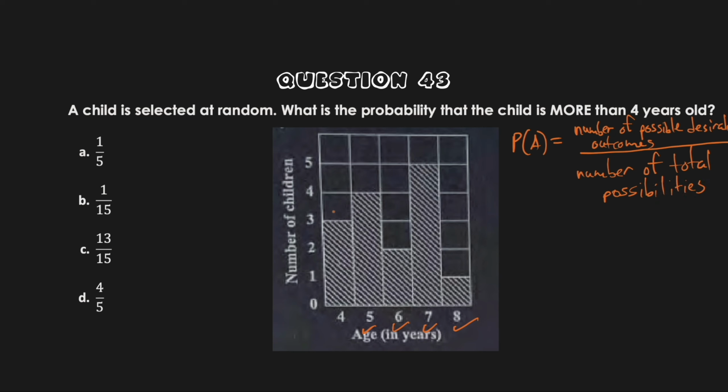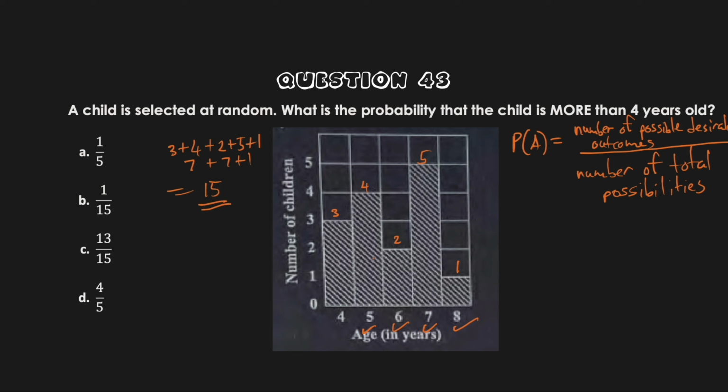So we have 3 here, then this goes to 4, this is 2, this is 5, this is 1. So 3 plus 4 plus 2 plus 5 plus 1 would give us, this is 7 plus 7 plus 1, which is 15. So our total possible outcomes would be 15.